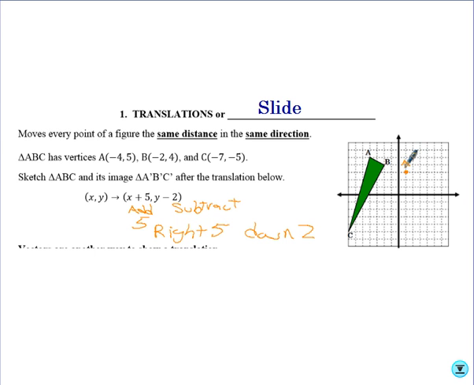And that would be A prime. From B, we'll go 1, 2, 3, 4, 5, and down 1, 2. That would be B prime. And then C will go 1, 2, 3, 4, 5, and down 1, 2. That gives me C prime. Then we connect the dots, and that gives us our image. So we just did a translation.